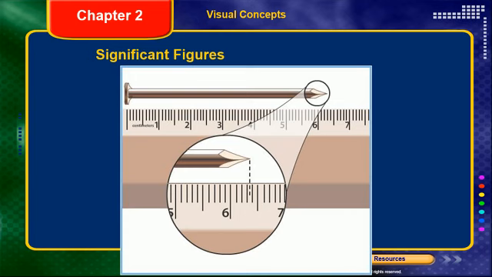So I know for sure that the 6.3, those two digits are known. But my estimated digit is estimating how far in between 0.3 and 0.4 the tip of that nail is. So I'm going to estimate 5. So I'll actually report 6.35 centimeters for the length of this nail.